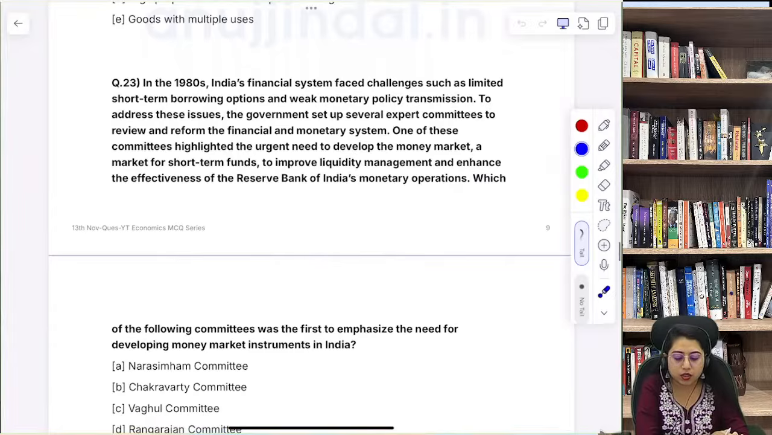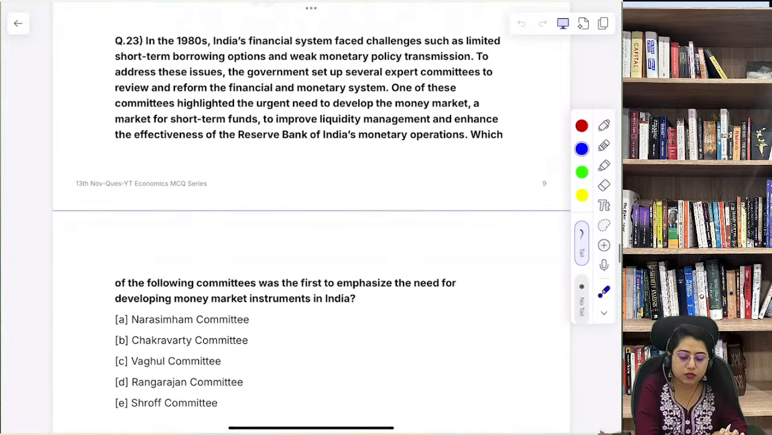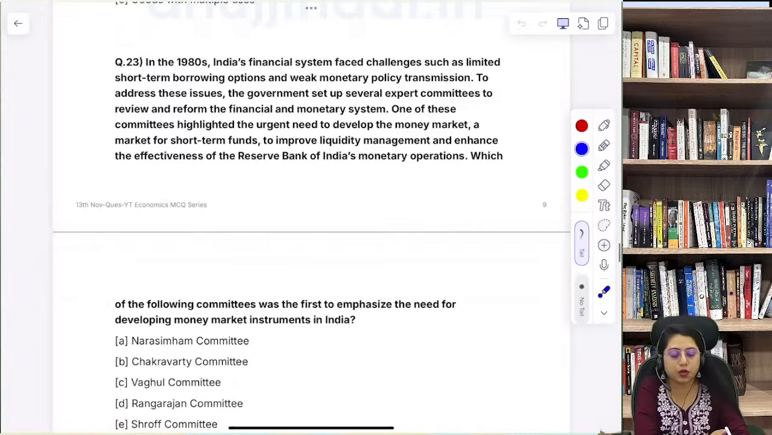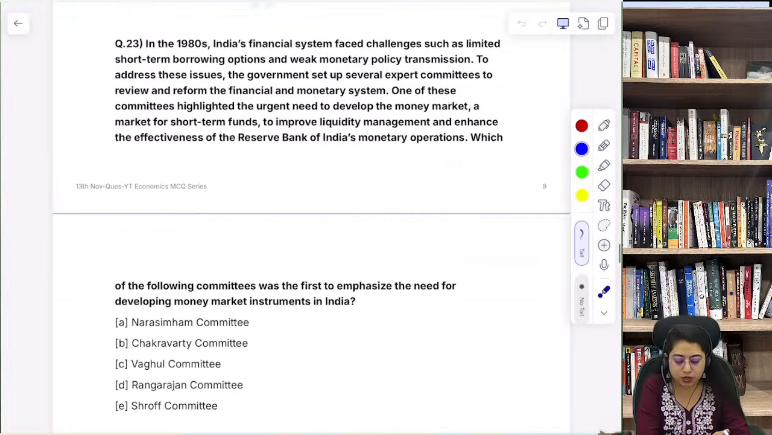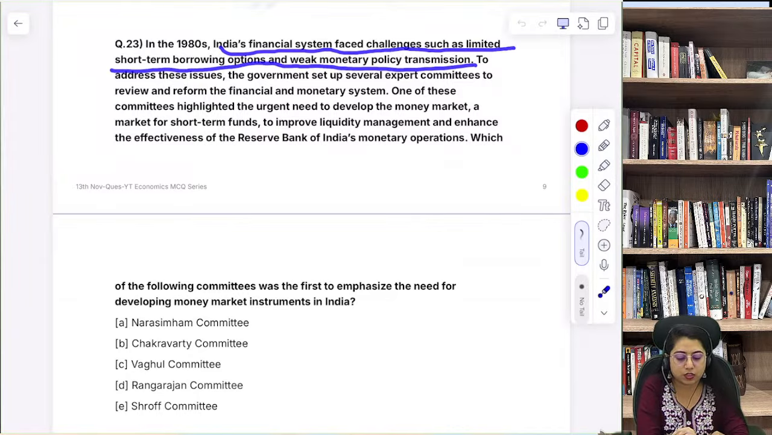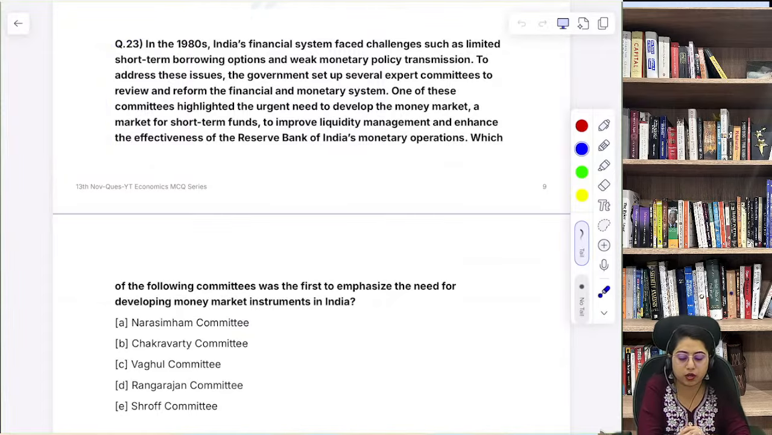Okay, so, whatever the questions we are doing today, if you'll observe, most of them are either statement based questions or lengthy questions. So these questions are generally for the phase 2 level of questions. Okay, all right. In the 1980s, India's financial system faced challenges such as limited short-term borrowing options, weak monetary policy and transmission. आप अगर क्वेश्चन सॉल्व करते हैं तो आपके अलग से कॉन्सेप्ट्स भी रिवाइज हो रहे हैं, है ना?